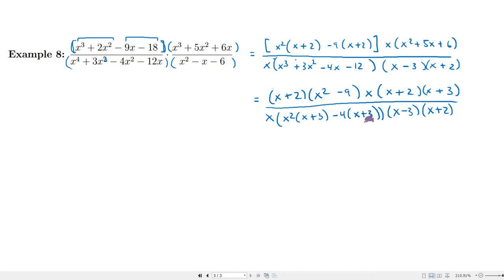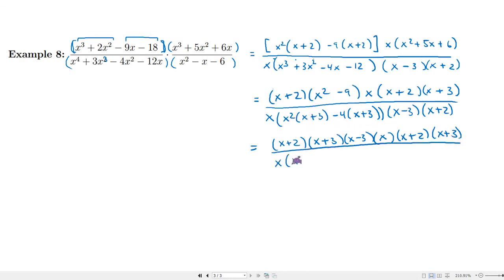So before I even simplify this, we probably could do a little bit of reduction. But you know what? Let's just finish it. So x plus 2. This is a difference of squares, so that's x plus 3, x minus 3. We have the x. We have x plus 2. We have x plus 3. So we have a lot of factors here. And we have x. We could factor the x plus 3 out. We're left with x squared minus 4, which is another difference of squares, x minus 3, and then x plus 2.